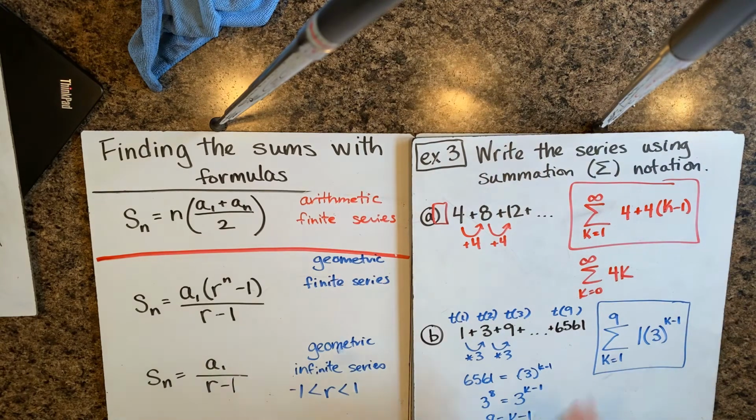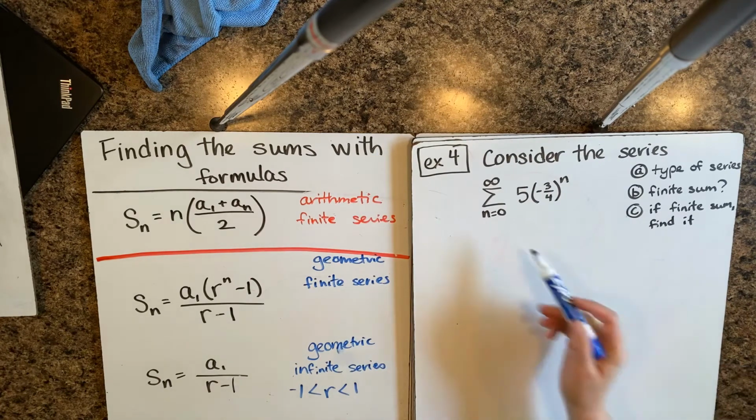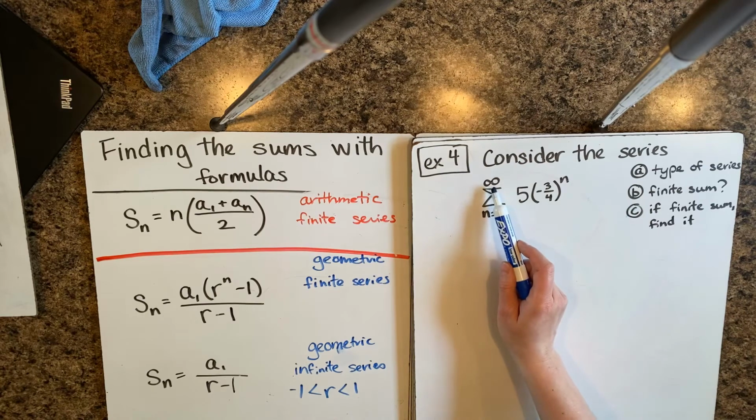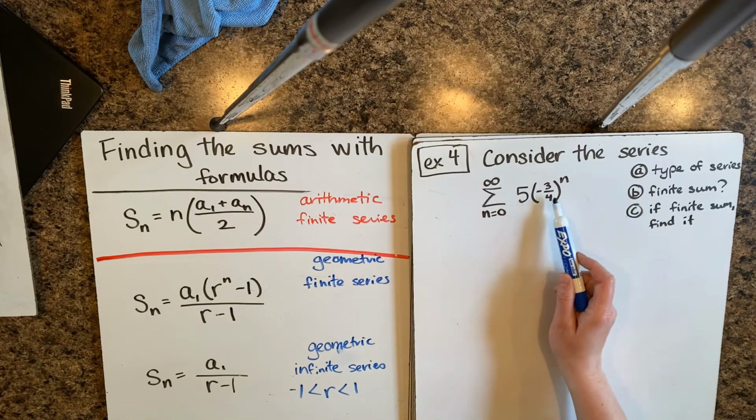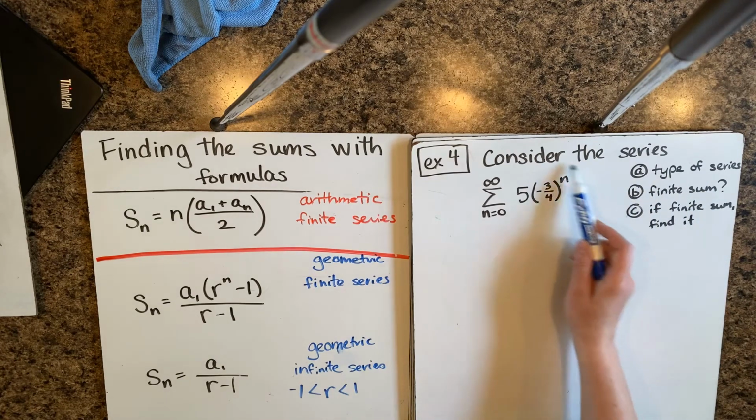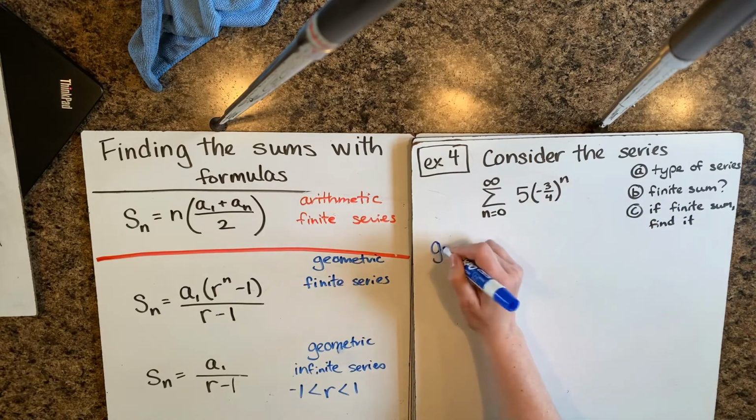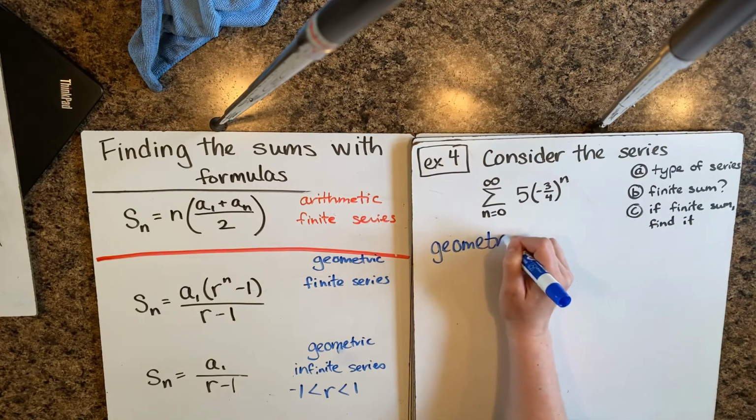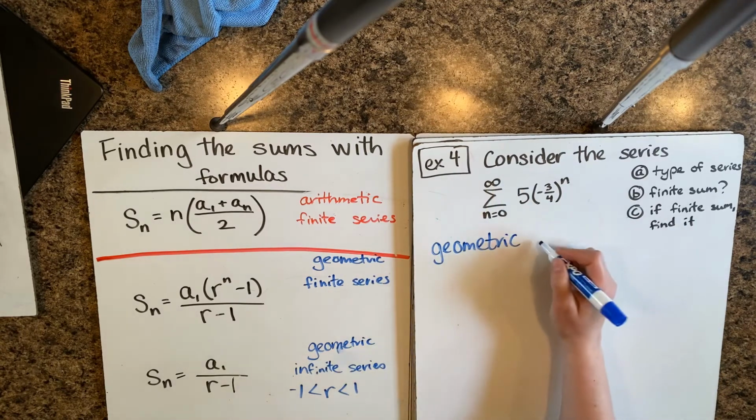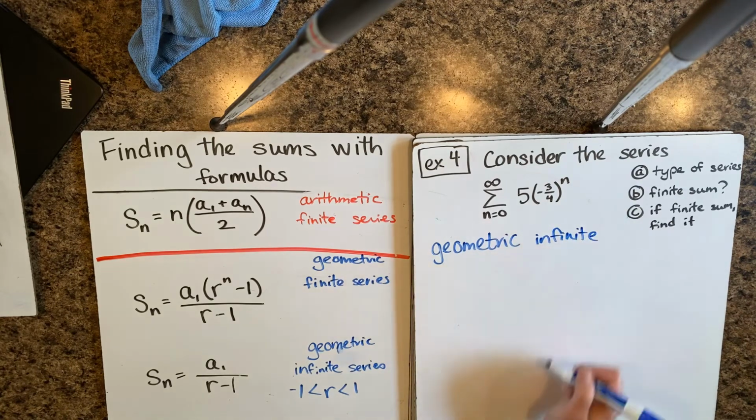Very last example that I want to do for you. Example number 4 says, consider the series: summation notation from n equals 0 to infinity of 5 times negative 3/4 to the nth power. First of all, what type of series is it? Well, because this is an exponential rule, we know that it is a geometric series. And of course, because it goes to infinity, it's actually an infinite geometric series.